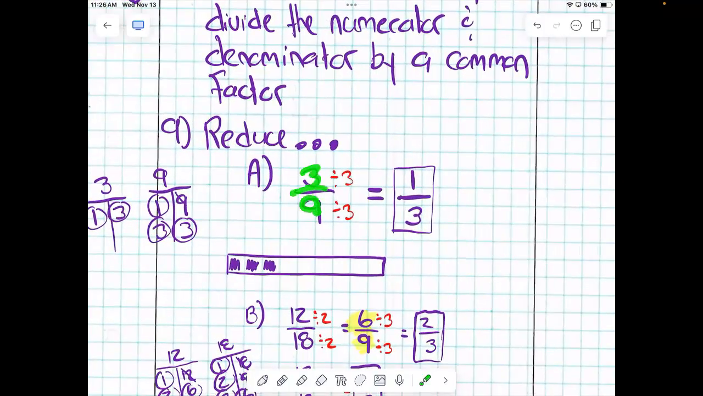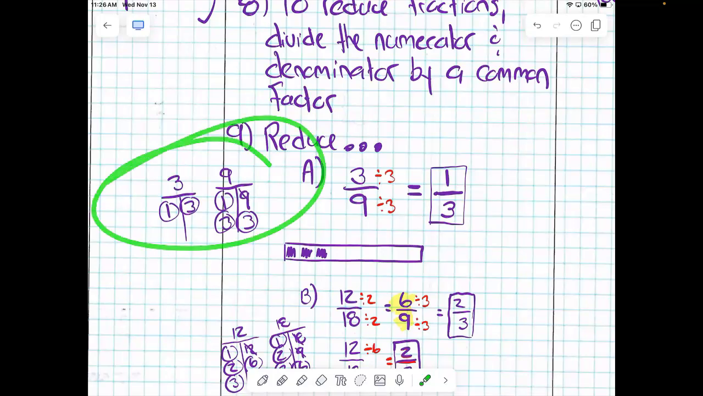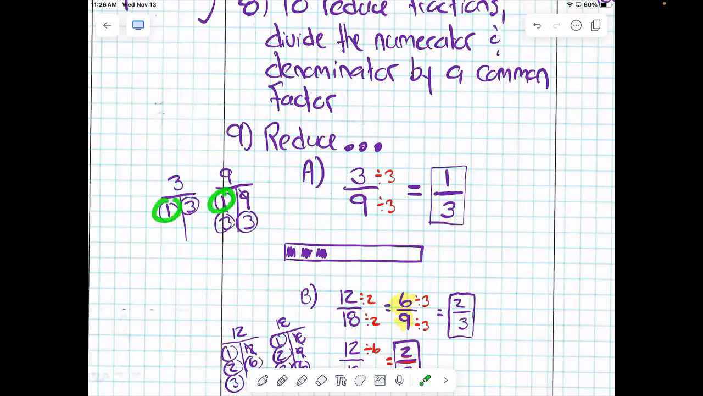3/9. Can you reduce 3/9? Yes or no? Yes. And the reason we know we can reduce 3/9 is because if we make our smiley face or our T-charts, does 3 and 9 have a common factor? Yes. It obviously has 1, and that doesn't do anything for us, but it also has another one, which is 3, yeah? Yes. So to reduce, I just divide by a common factor on both the numerator and denominator.